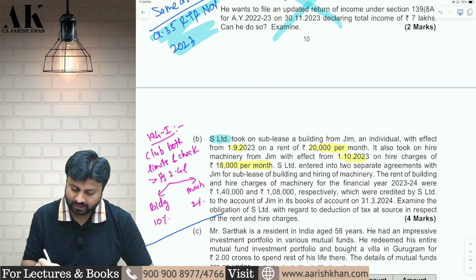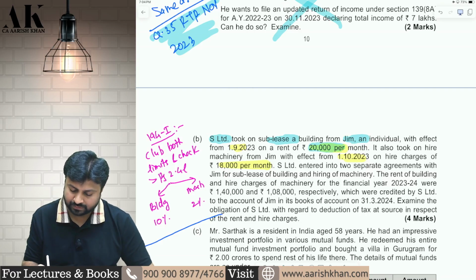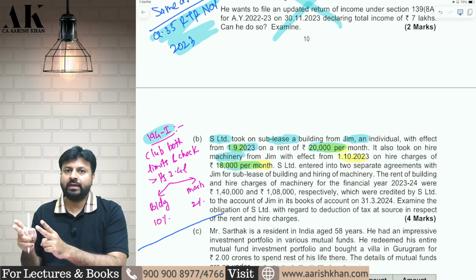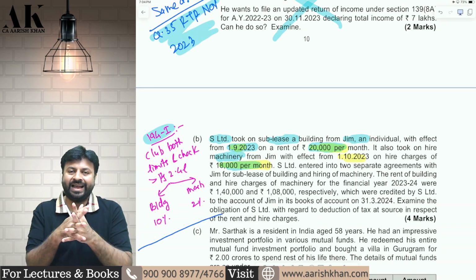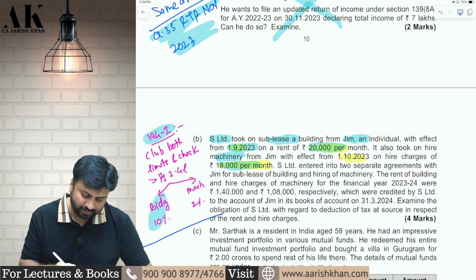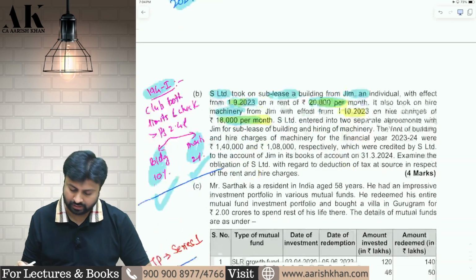Ms. S Limited took a building on sublease from Gym. We are taking the building on sublease and we are paying 20,000 rupees per month rent from September, and we are also paying hire charges for machinery. So the limit under 194I for building and plant and machinery has to be aggregated and then checked. If the aggregate limit is more than 2,40,000, you have to deduct TDS. On the building portion, you will deduct TDS at 10%, and on machinery, you will deduct TDS at 2% only. I hope it is clear.